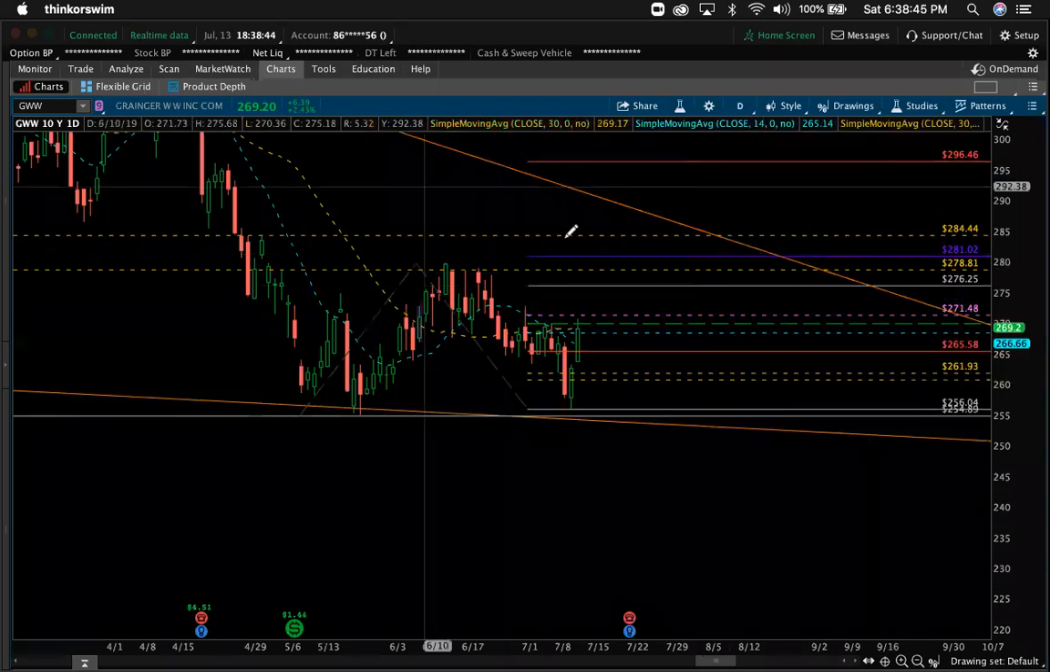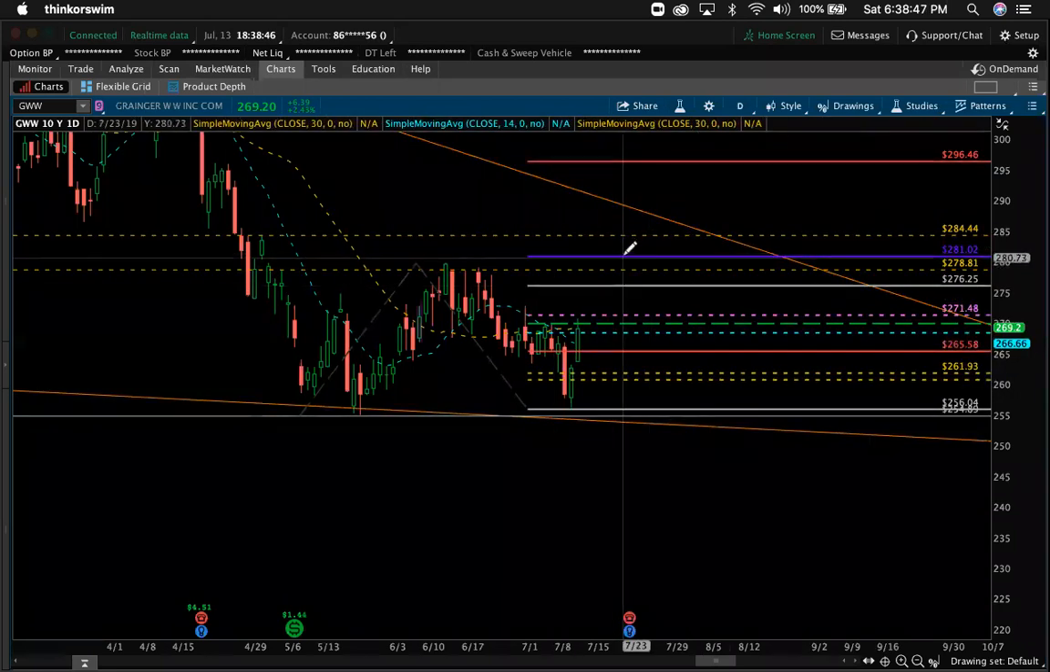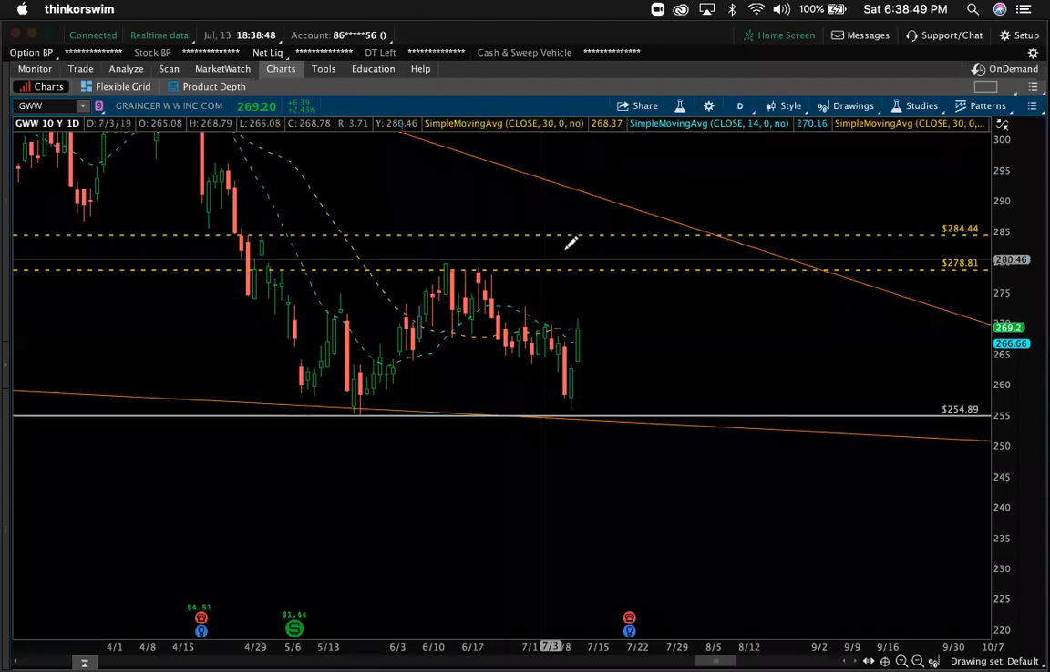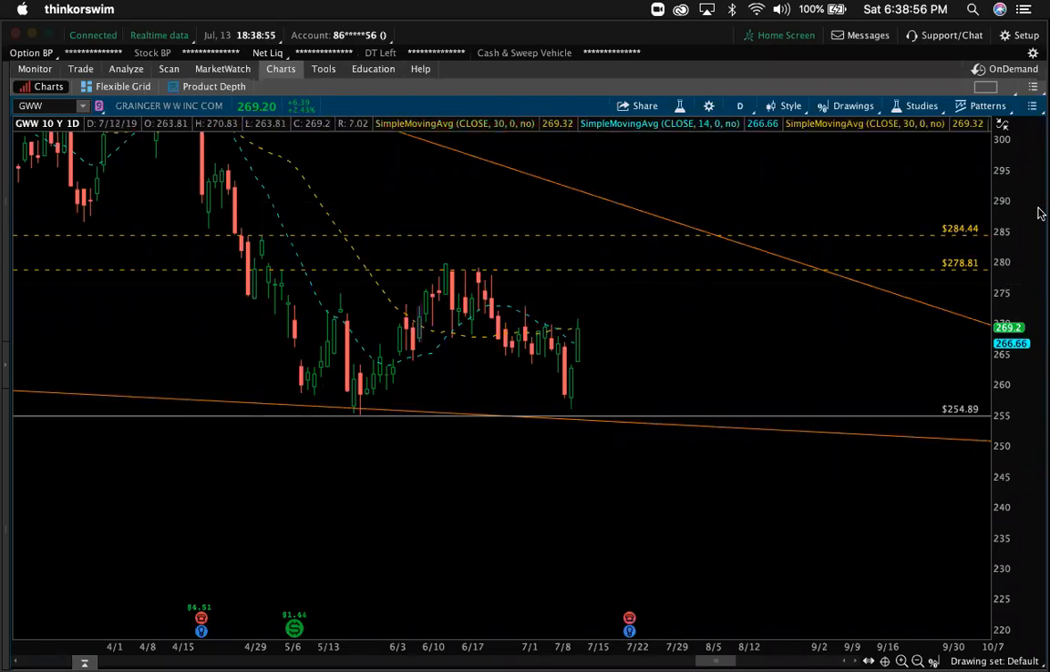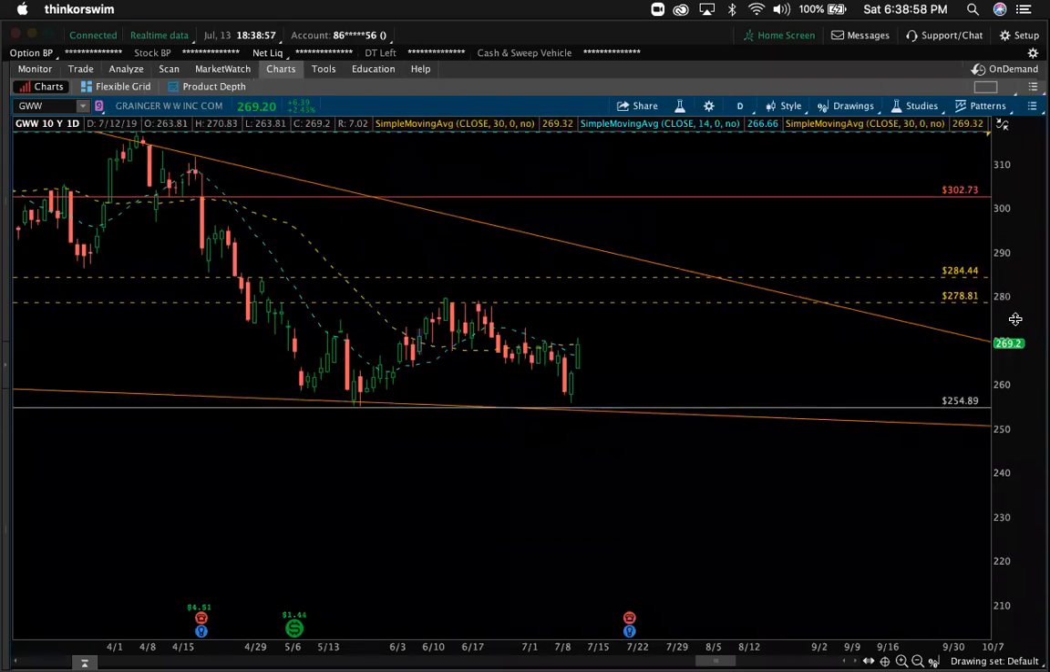So these double bars here, this gray level, these yellow bars, the double bars here, this is going to be our resistance, going to be our target. So the 275 calls and the 277.50 calls are going to be what we're going to get in for this week. You're going to have the opportunity to play all of them.